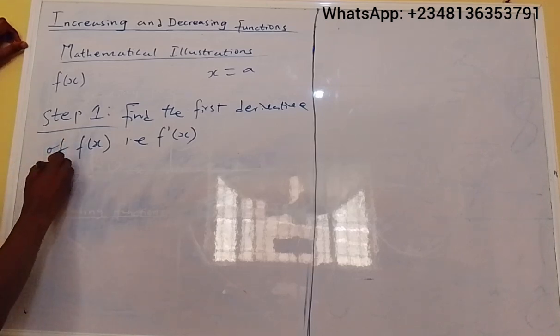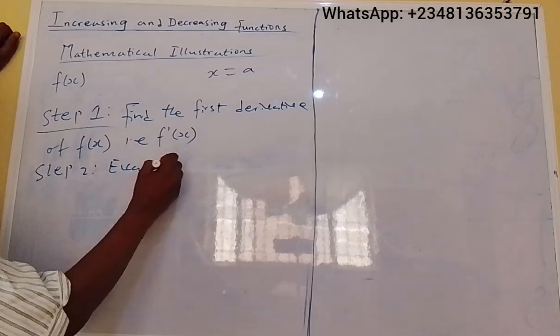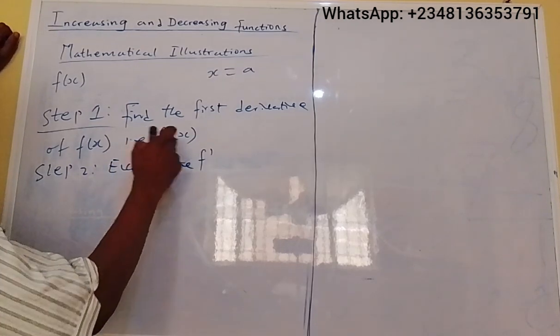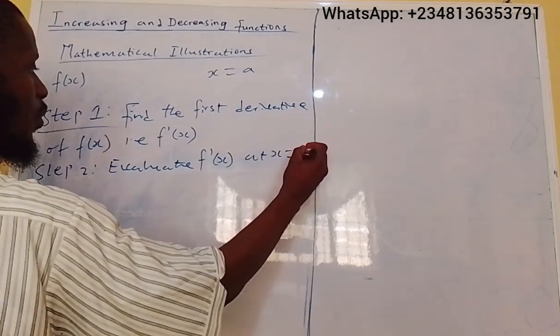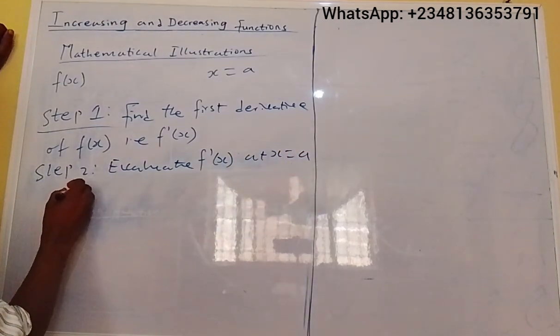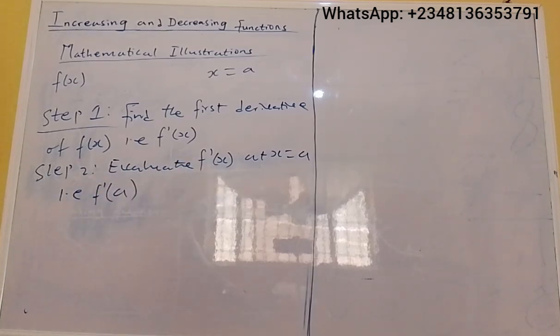The second step we are to follow is to evaluate the first derivative, that is f prime of x, at x equals a. So in other words, we are to determine f prime of a. Okay, so this is what we are going to apply. If we follow these two steps, the outcome will guide us to decide whether the function is increasing, decreasing, or stationary.